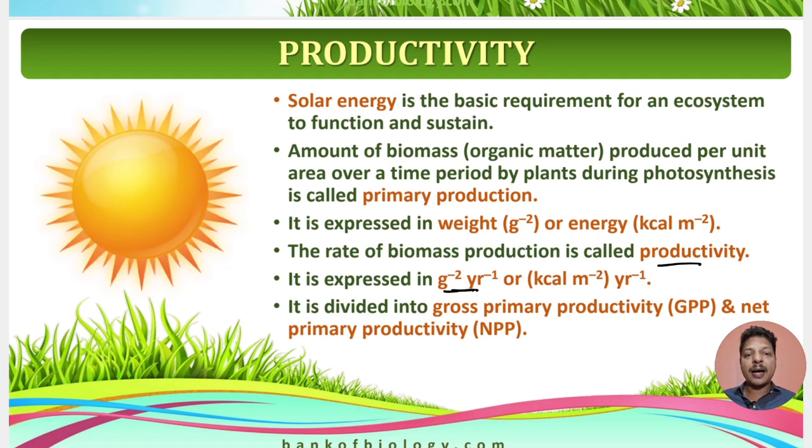It is pronounced as gram per square meter per year. Okay, grams per square meter per year or kilocalories per square meter per year. Remember, it is divided into gross primary productivity, GPP, and net primary productivity, NPP. What is gross primary productivity? What is net primary productivity? Let's see.